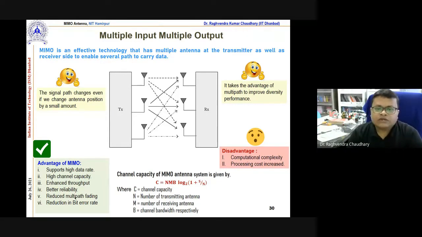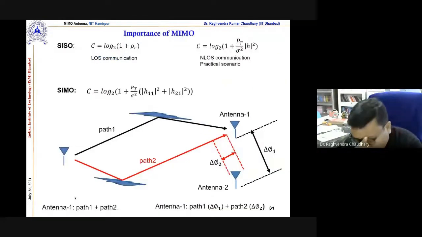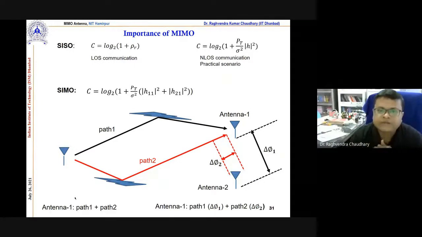Now let us try to understand how these things are working and how this diversity happens. The very first thing is single input, single output. We already experienced this, and there is a high chance that we lose the signal, because there are a lot of obstacles when we are talking about a critical scenario. Now let us take a very simple example of a single input and multiple output.